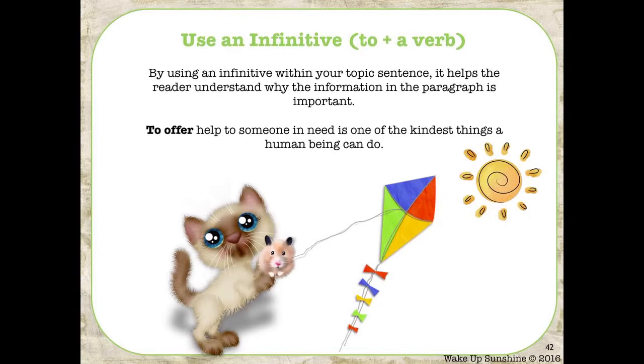So by using an infinitive within your topic sentence, it helps the reader understand why the information in the paragraph is important. So my example here is to offer help to someone in need is one of the kindest things a human being can do. Or in this case, I guess a cat, but you get the idea. The infinitive is to offer, because you've got the word to and then you've got an action word following it, which is offer.